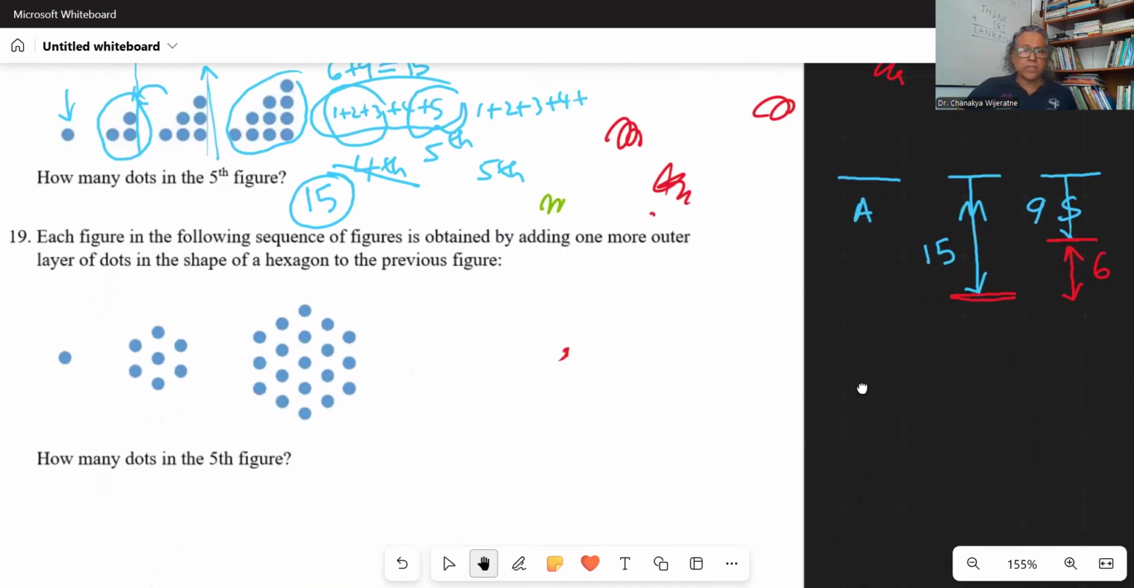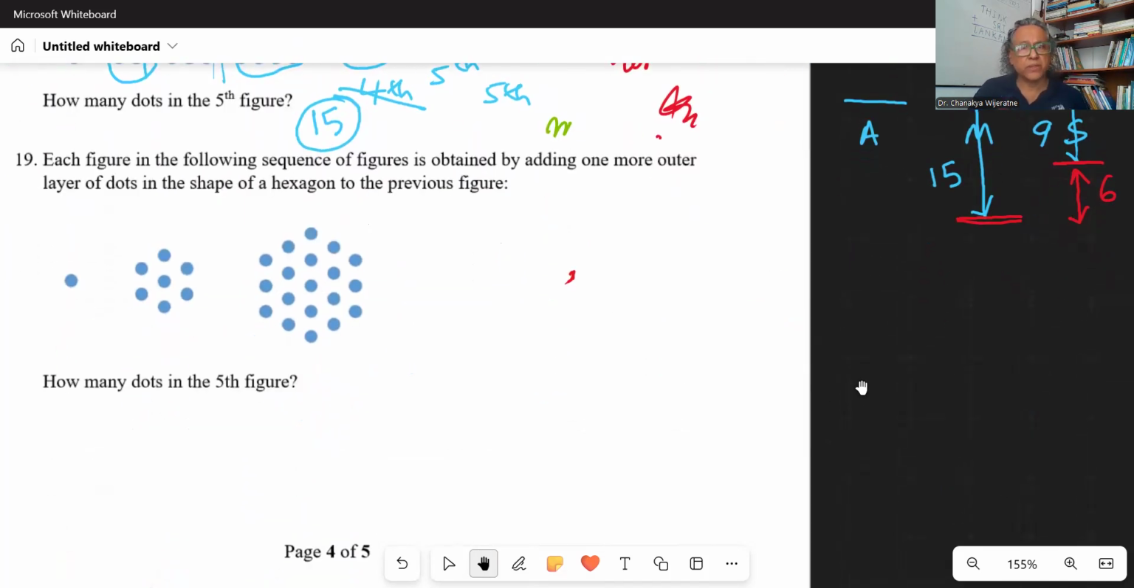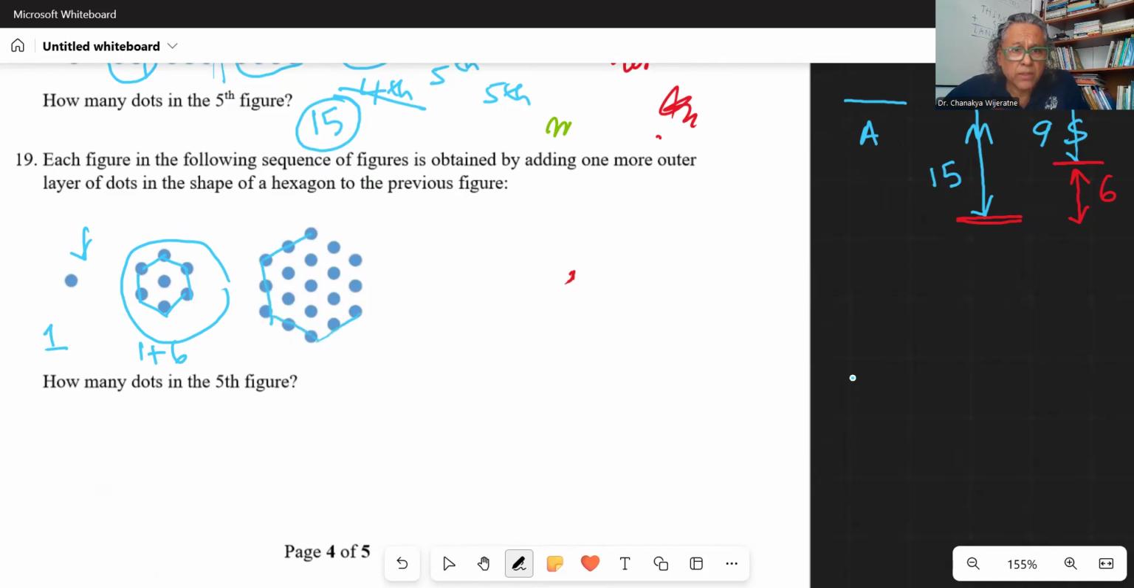And then number 19, each figure in the following sequence of figures is obtained by adding one more outer layer of dots in the shape of a hexagon to the previous figure. For this, the previous figure is just one dot, and you can see that there is an outer layer of dots in the shape of a hexagon. So here's one dot, here's 1 plus 6, and then here we add another outer layer of dots in the shape of a hexagon.